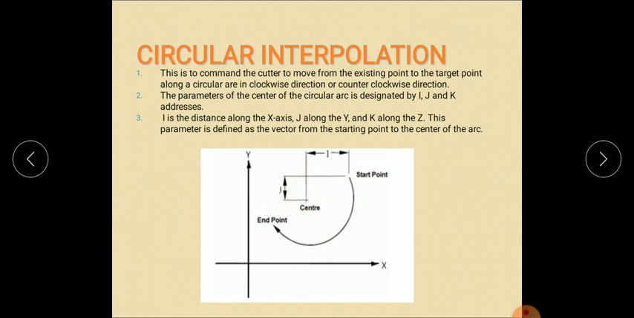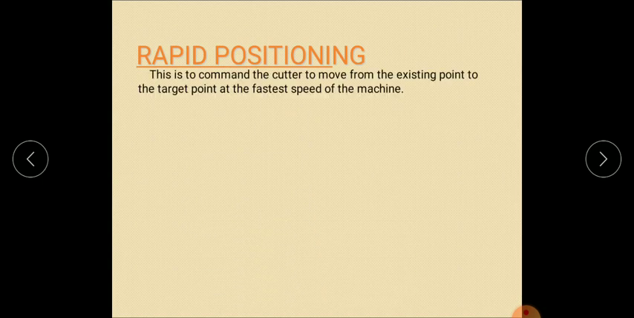The parameters of the center of the circle are designated by I, J, and K, where K represents the Z axis, that is nothing but the depth. This represents circular interpolation. In this, the command tells the cutter to move from the existing point to the target point along the circle in the clockwise direction. This is the clockwise direction from the starting point to the target point. That is the movement.